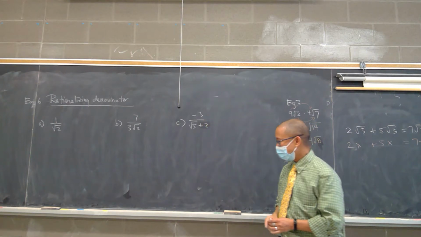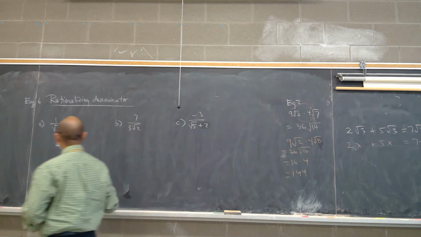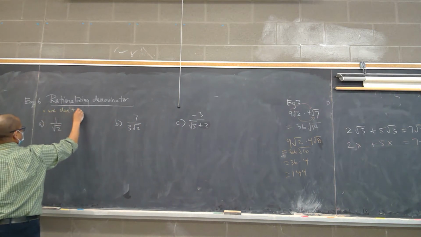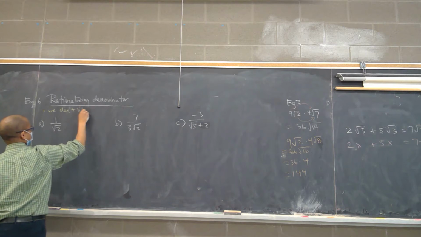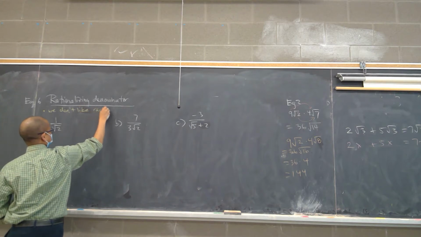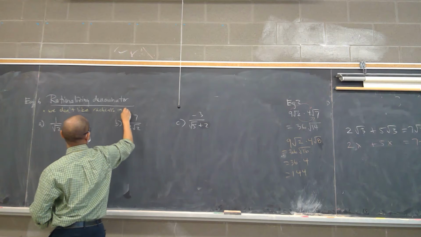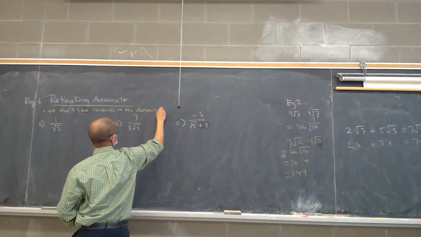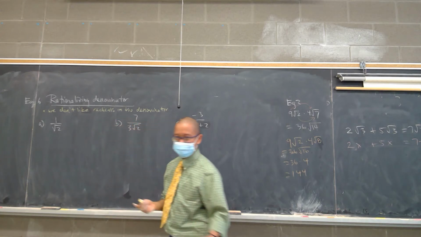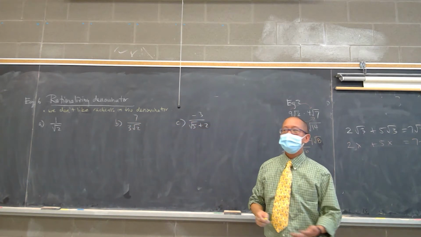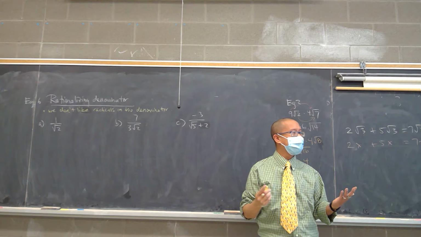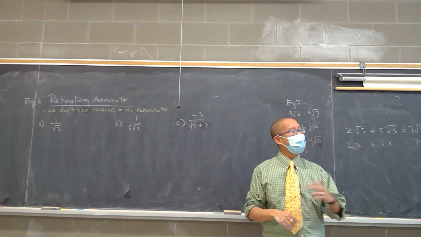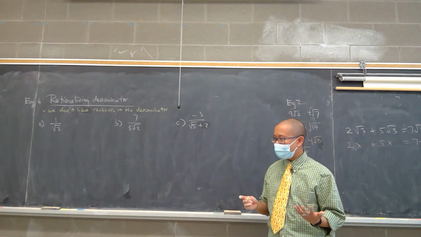That's a possible answer. Basically in mathematics, we don't like radicals in the denominator. So this is a stylistic thing. Basically, it's bad form. It's like not correct. Okay? So we don't like it. So in other words, we're trying to get rid of the radicals in the denominator.